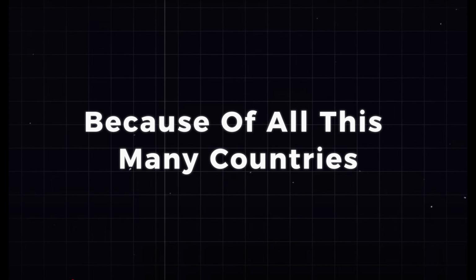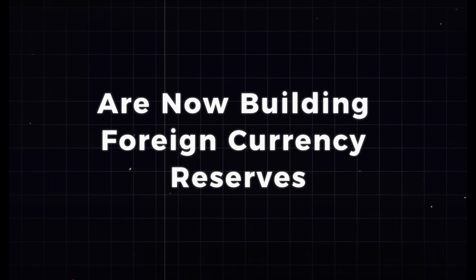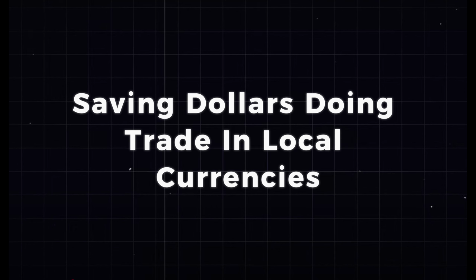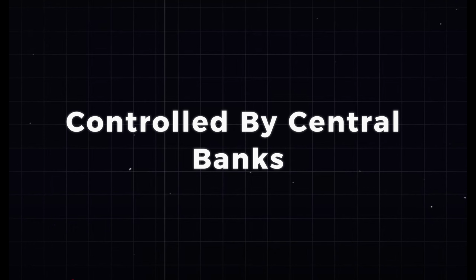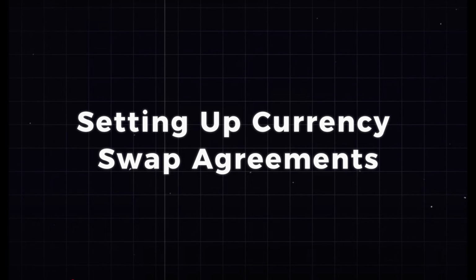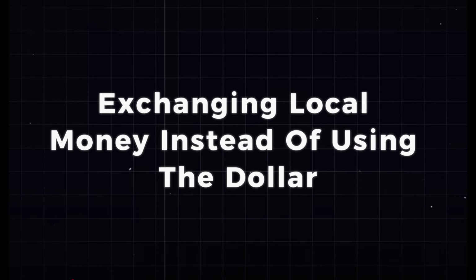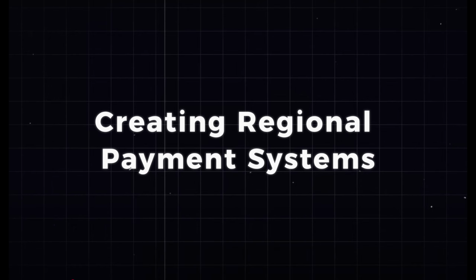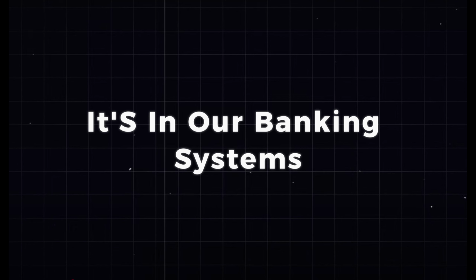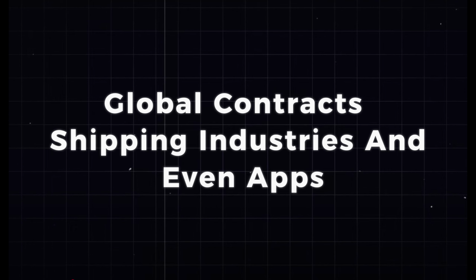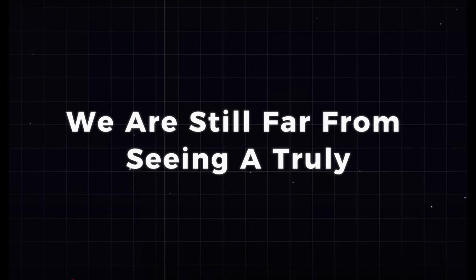Because of all this, many countries are now building foreign currency reserves, saving dollars, doing trade in local currencies, launching digital currencies controlled by central banks, setting up currency swap agreements, exchanging local money instead of using the dollar, creating regional payment systems. But this will take time. The dollar has a 75-year head start. It's in our banking systems, global contracts, shipping industries, and even apps. So while the fight has begun, we are still far from seeing a truly multipolar currency world.